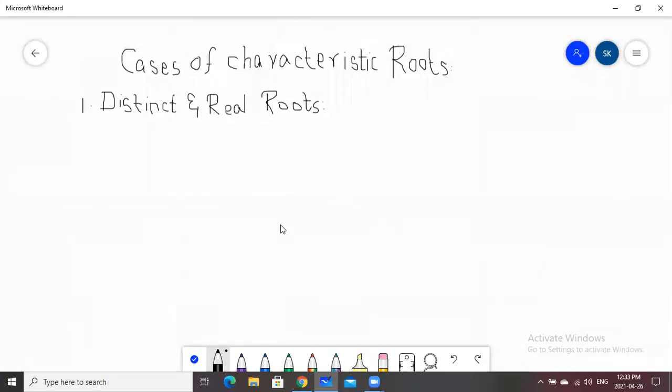Now what we will do is study the cases of characteristic roots. What are the cases of characteristic roots? There are three different cases of characteristic roots. The first case is where the value of R1 and the value of R2 are different, that is, they are both distinct values and they are real values. These roots are distinct and real.